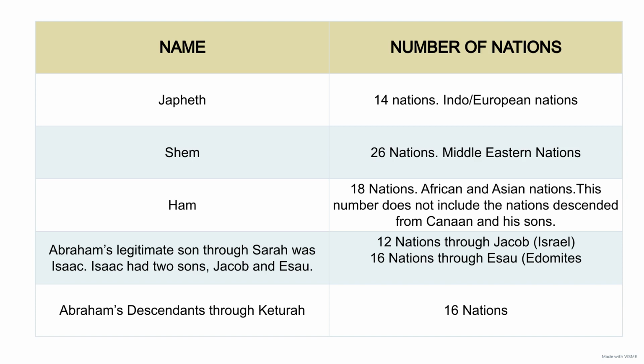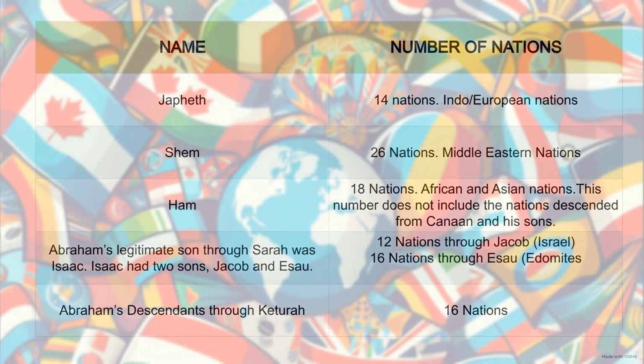Then we have Abraham's descendants. He had a legitimate son through Sarah called Isaac. Isaac had two sons, Jacob and Esau. 12 nations came through Jacob, that is Israel, and 16 nations from Esau, the Edomites. Then we have Abraham's descendants through Keturah, that's another 16 nations. And this makes up the 102 sheep nations in all.